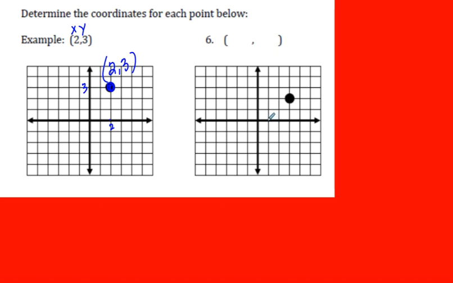Okay, so I look that along the x-axis, I've gone over 3 and then up 2. So this would be 3, 2. All right, so you're going to try those problems now, all right?